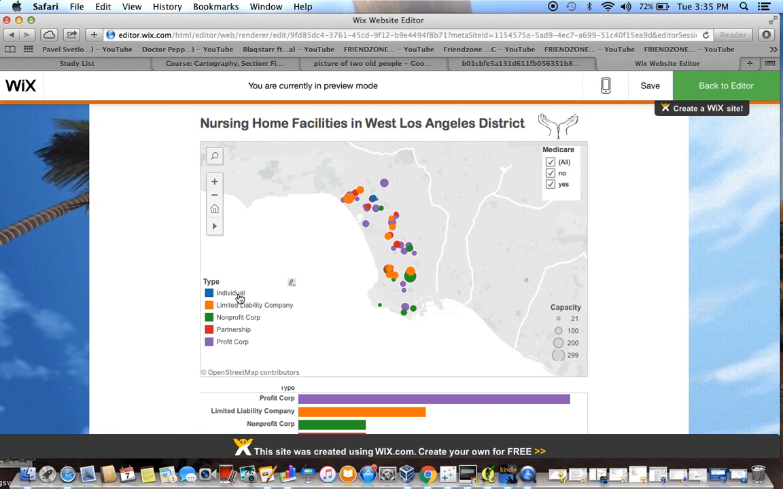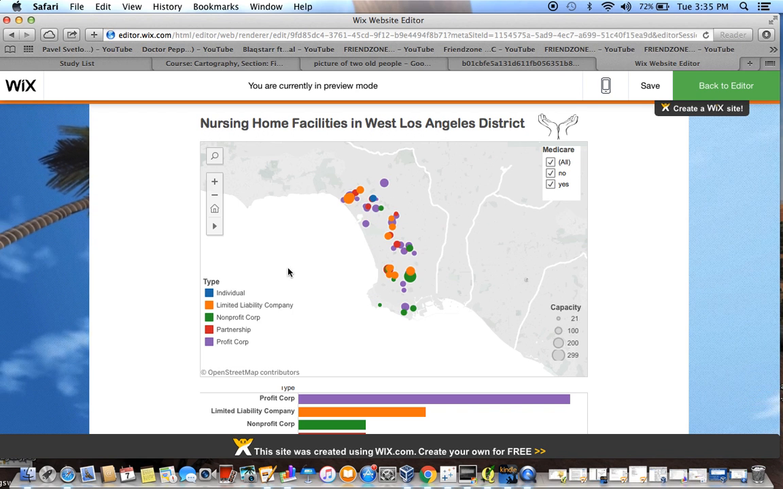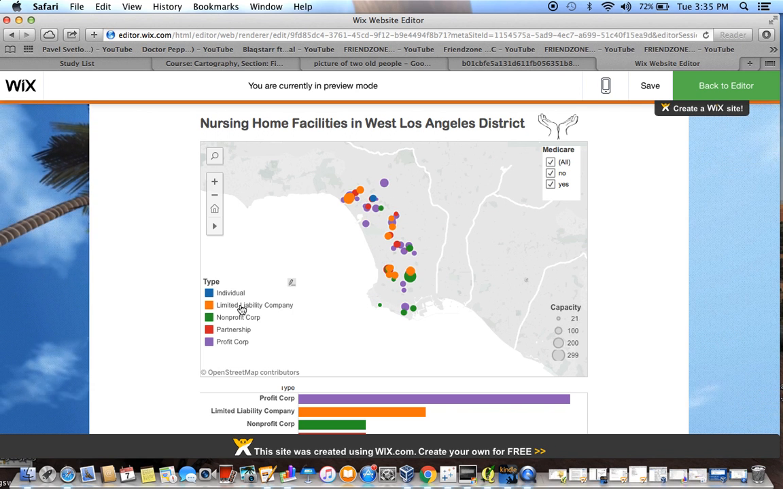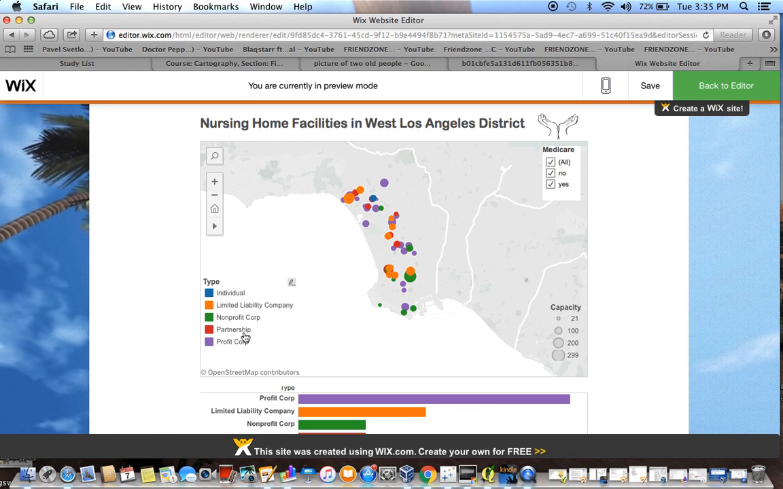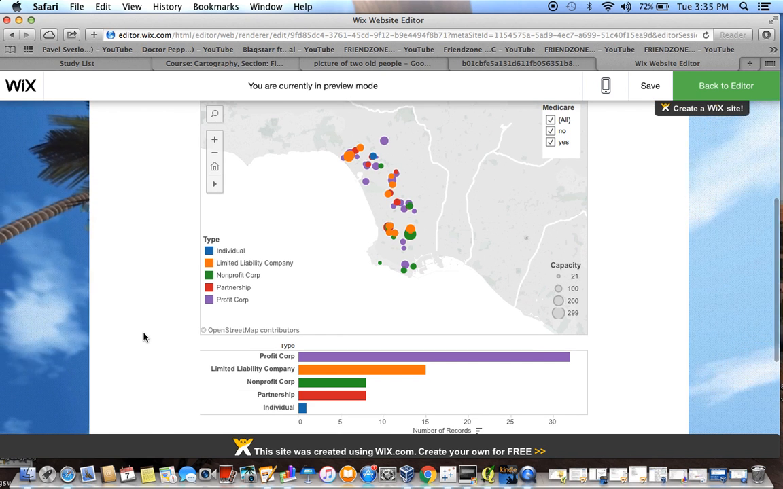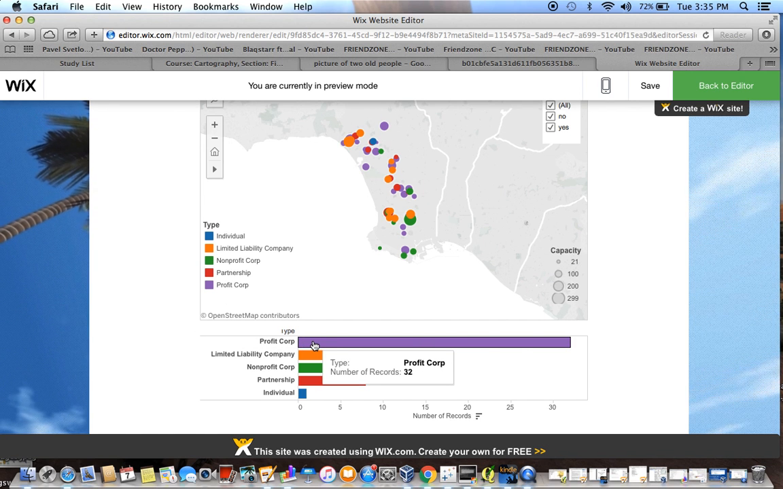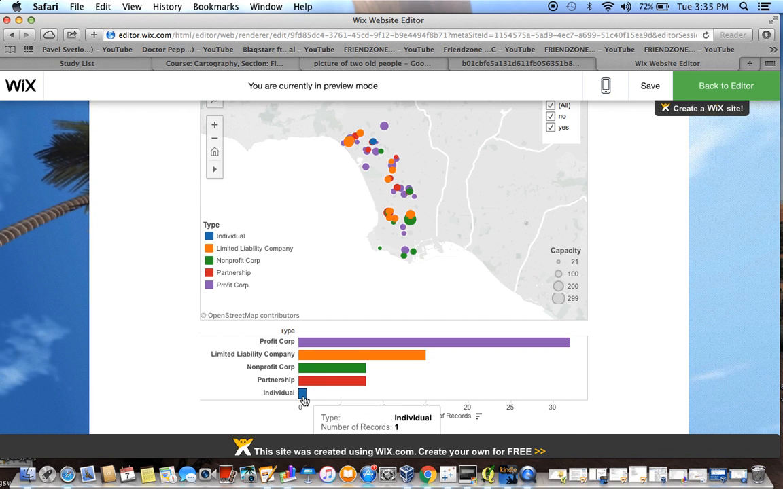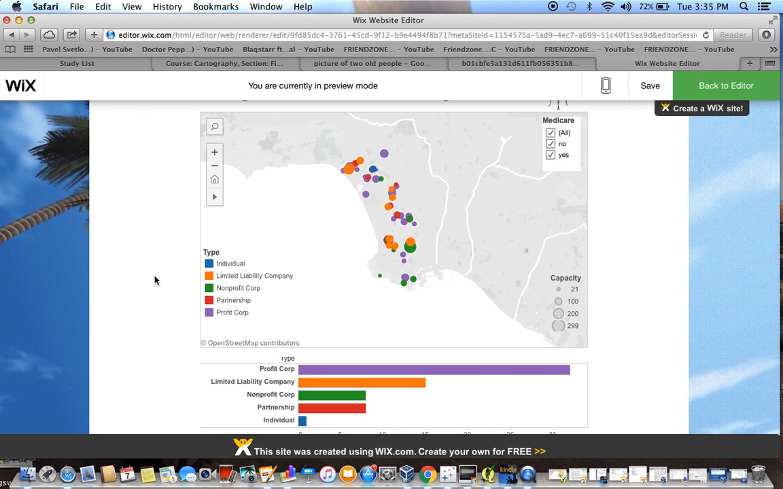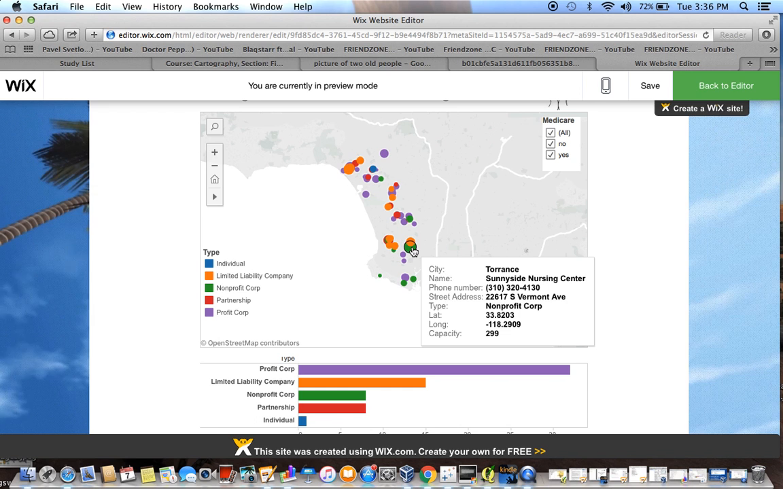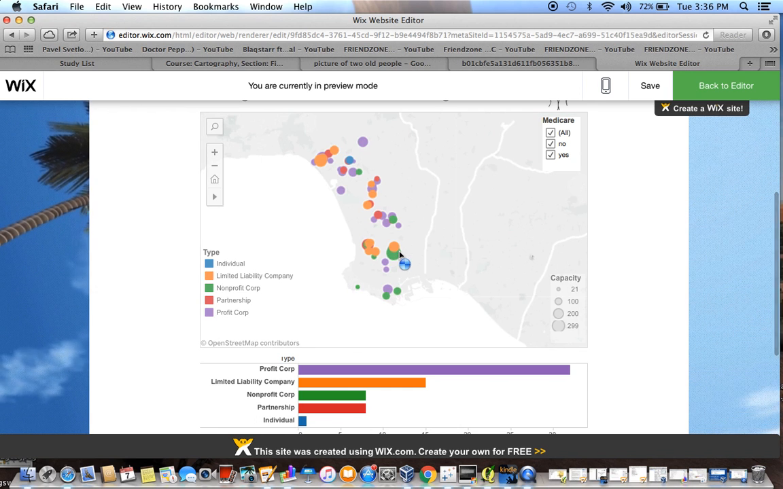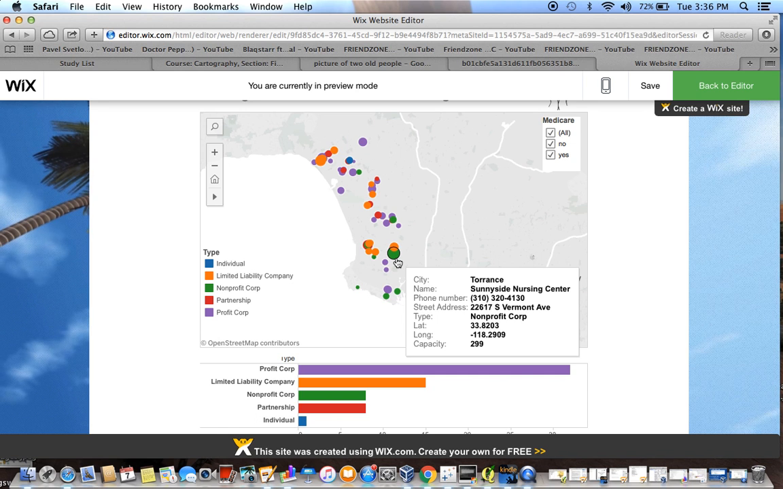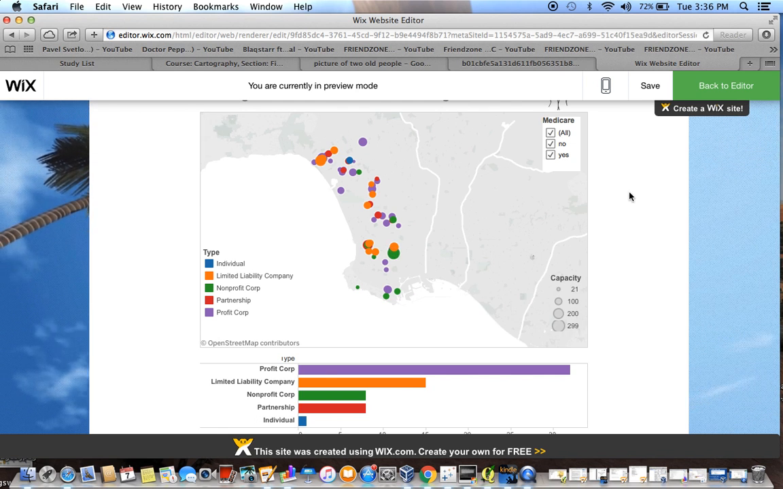I also created the visualization by categorizing the color type, which shows whether it's owned individually, by a limited liability company, nonprofit corporation, partnership, or profit corporation. Analyzing this bar graph below, you can see that the majority, 32, are owned by profit corporations, and only one is individually owned. In addition, the size shows the capacity of the facilities, with the largest being 299. And that is located in Torrance, and it's called Sunnyside Nursing Center.